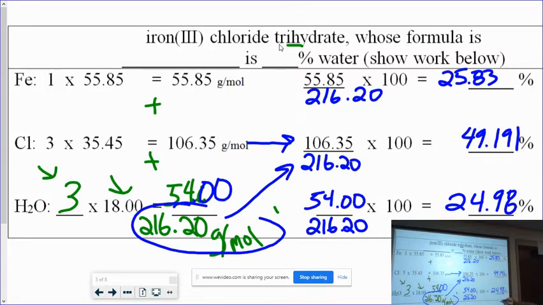We could add all those up. We would get 100% in this case, and we do go to the hundredths place because that number goes to the hundredths. This number goes to the hundredths. This one goes to the thousandths. So your answer could be no more precise than your least precise number.